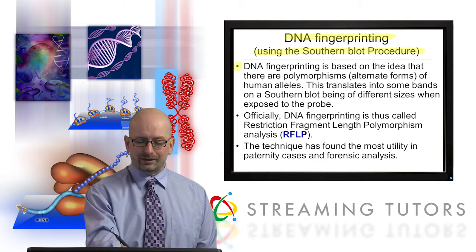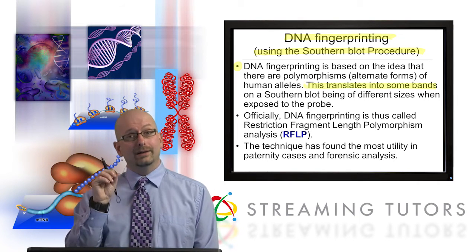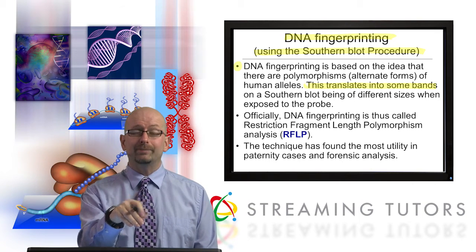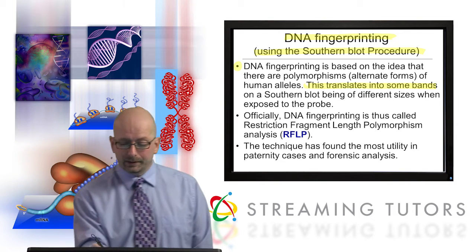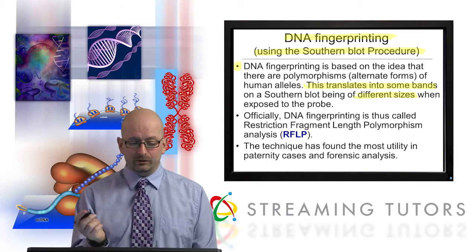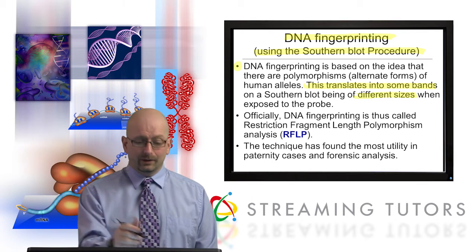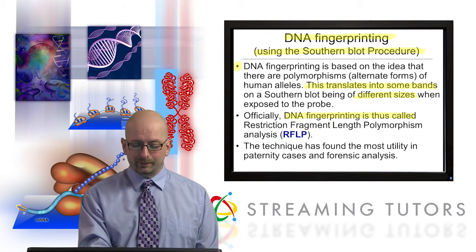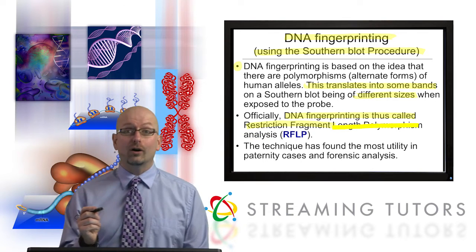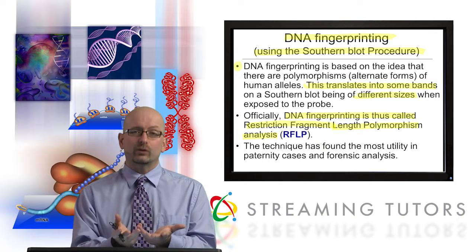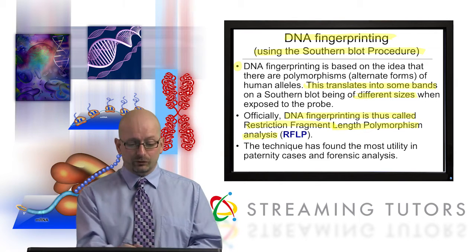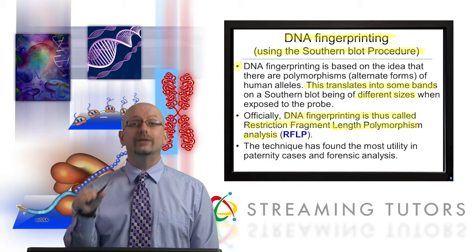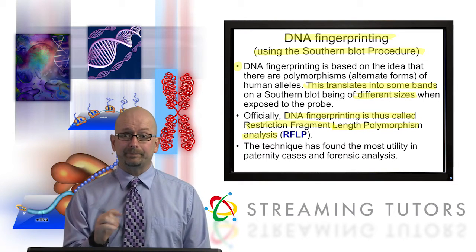So the bottom line is, it translates into some bands on a Southern blot, because remember you're probing with something of the gene of interest, which is going to bind to whatever's on that Southern blot. They're going to be lighting up, as it were, bands of different sizes. And you already ran it out in a gel and you can tell. So officially, DNA fingerprinting is thus called restriction fragment length polymorphism analysis, RFLP. Just think of what you're doing. Remember what a Southern blot is. First thing you do is digest everything with restriction enzymes, right, to make a bunch of fragments. And if their lengths are different from person to person, that's what you're getting at.